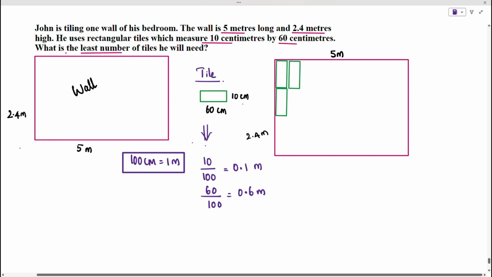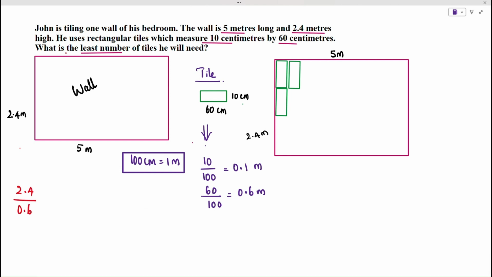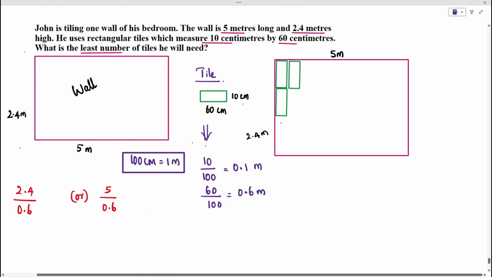We can now try and see how we're going to arrange the tiles on the wall. So there are two calculations that we can start off with. We can do 2.4 over 0.6, or we can do 5 over 0.6. So now this is how we're planning on arranging the tiles. We could have the length of the tile, 0.6, against the side of the wall which is 2.4, or we could try and do it against the side of the wall which is 5 meters.